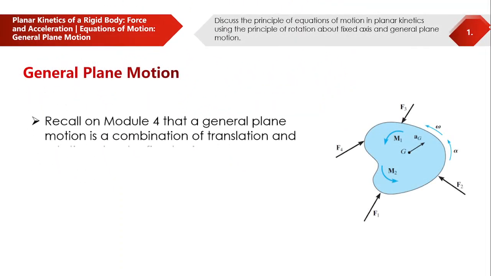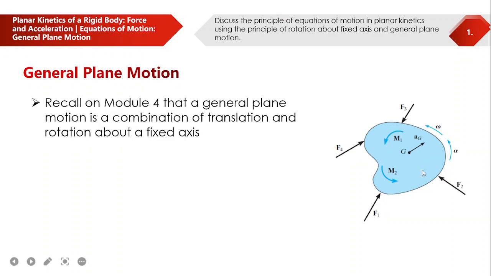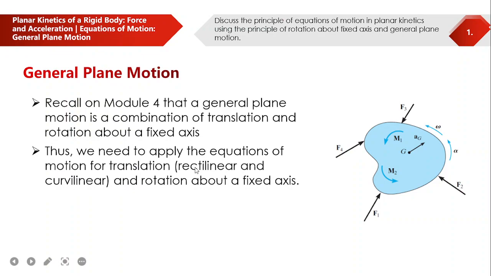But anyways, recall on module 4 that general plane motion is a combination of translation and rotation about a fixed axis. Ganun talaga yun. Thus, we need to apply the equation of motion for translation, and the equation of motion for rotation about the fixed axis. So, dalawa yung i-consider natin dito.